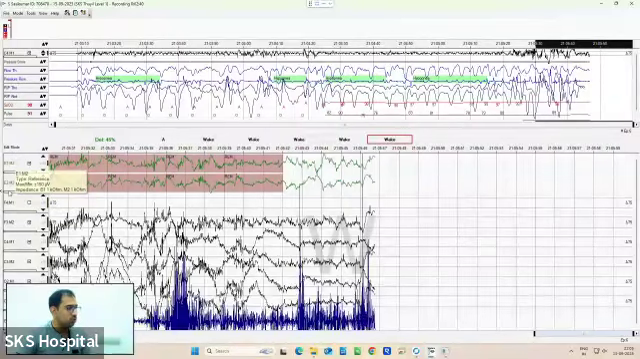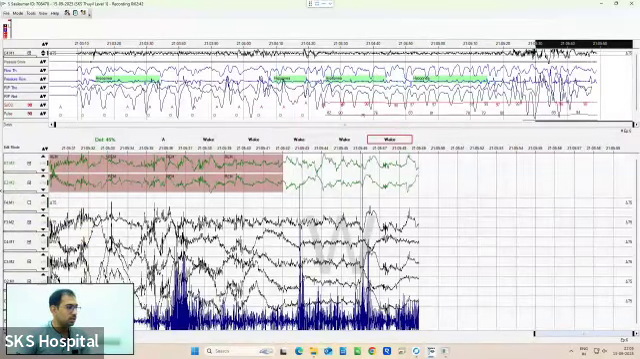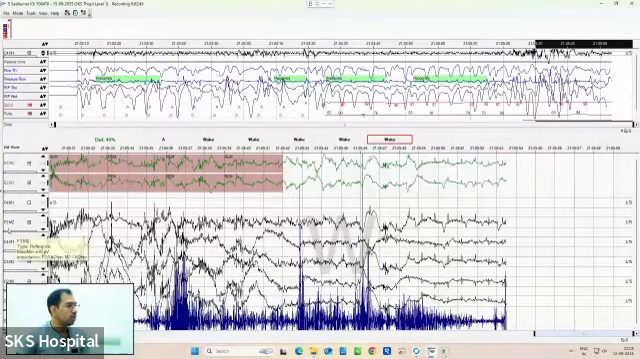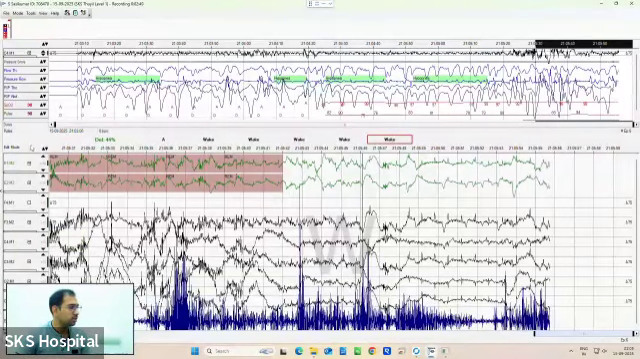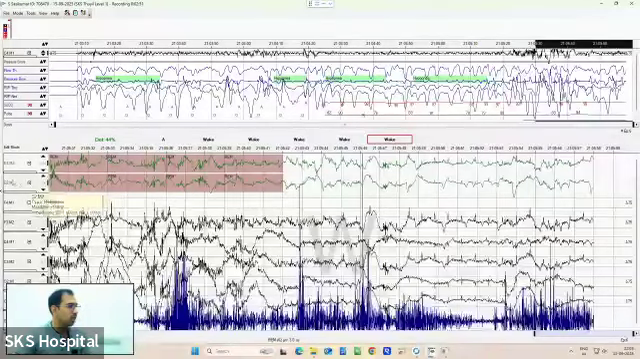These two are all EOGs, that is electrooculograms. These 6 are all EEGs, and this one is the chin EMG. So leg EMG, I have not added it here, but you can add it later. Whenever you want, you can add everything.